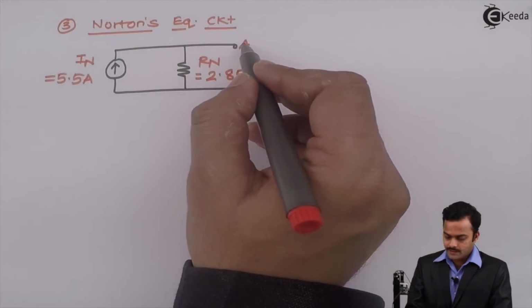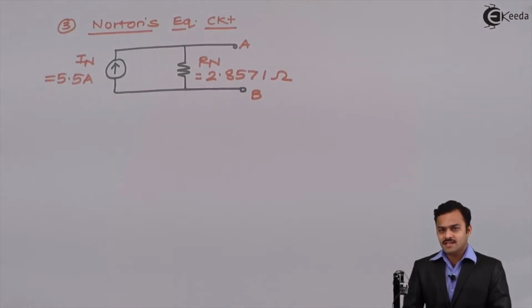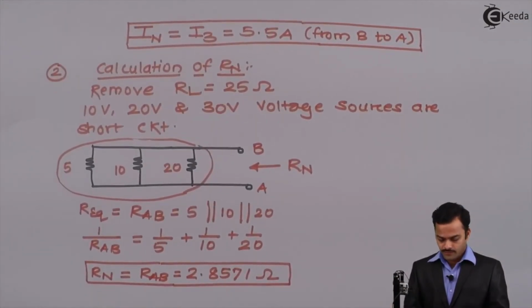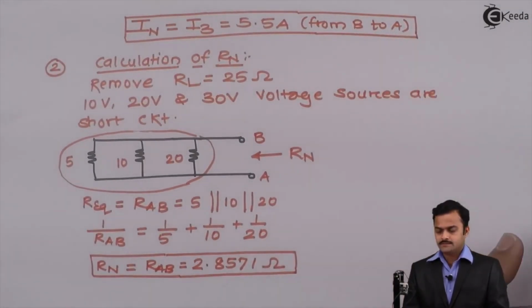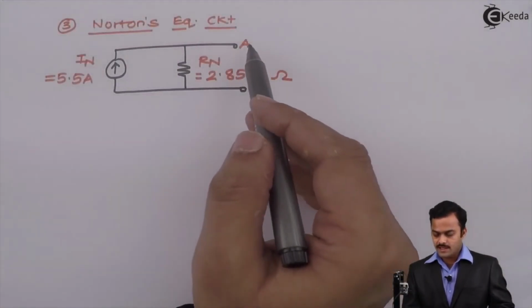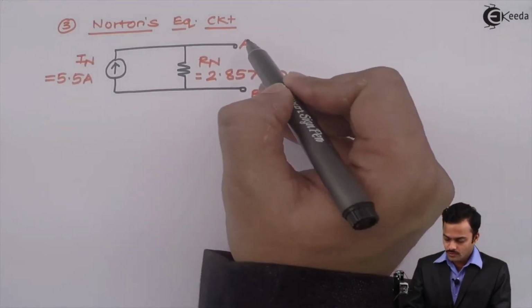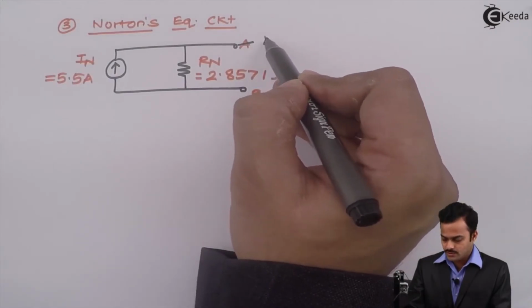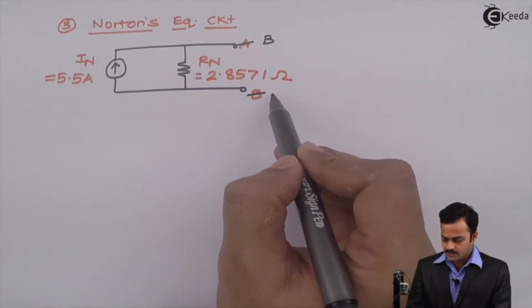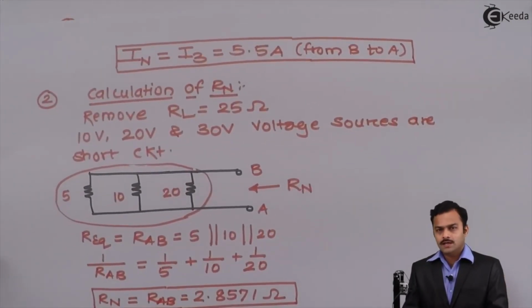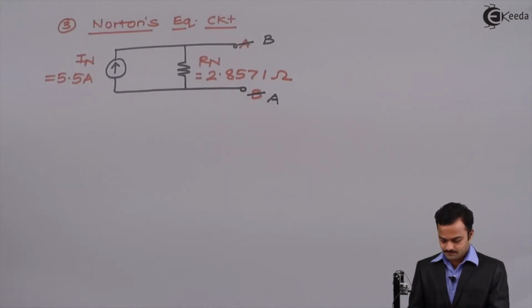So before writing these terminals A and B, you need to check what exactly direction we got. So if I see over here, I got IN as current flowing from B to A. So if I mark the terminals A and B like this, it will give you a current direction A to B, which is reverse. So I need to change it. So actually terminals will be marked like this. So this you have to keep in mind, right? So every time it cannot be A to B. Sometimes it will be from B to A, depends upon circuit structure.